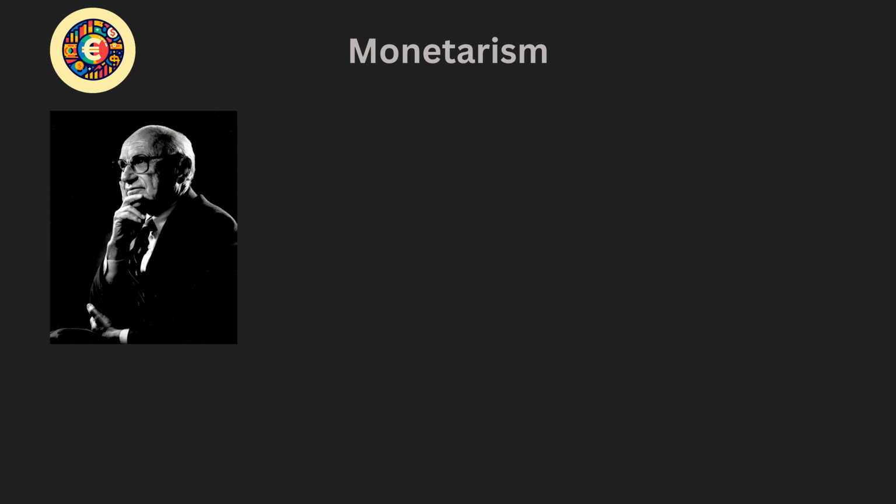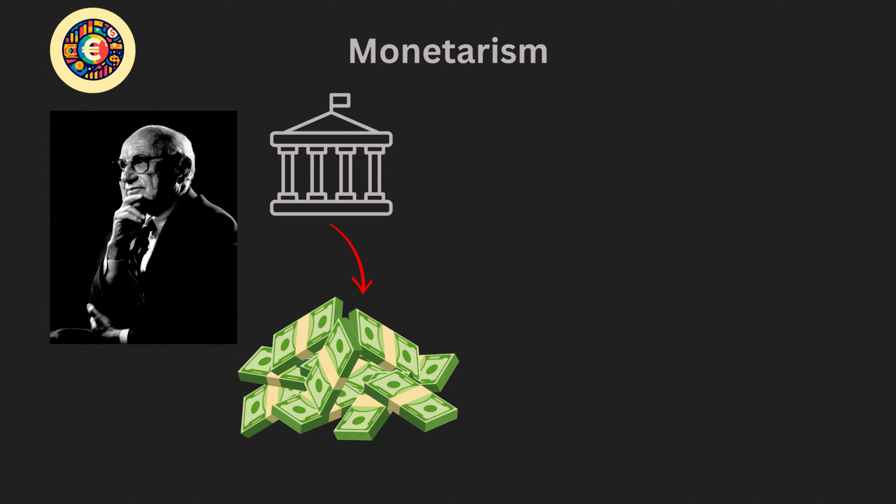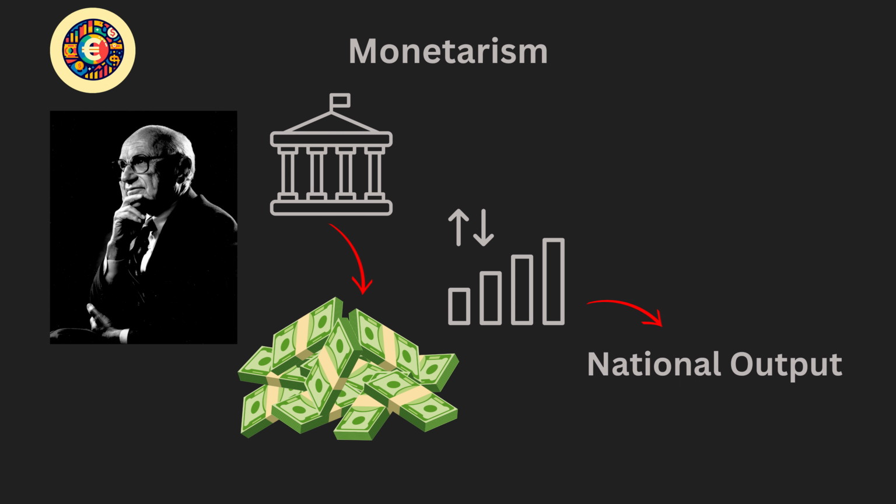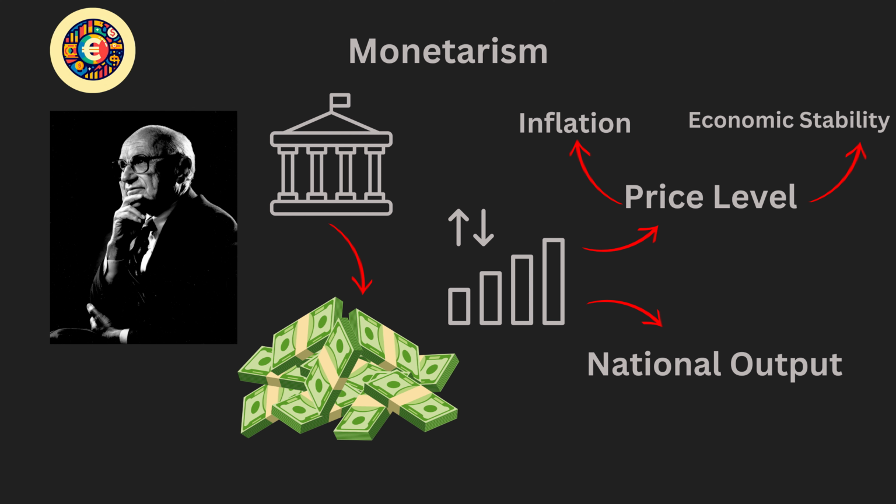Monetarism. Championed by Milton Friedman, monetarism emphasizes the role of governments in controlling the amount of money in circulation. It argues that variations in the money supply have major influences on national output in the short run and the price level over longer periods, suggesting that managing money supplies is key to controlling inflation and economic stability.